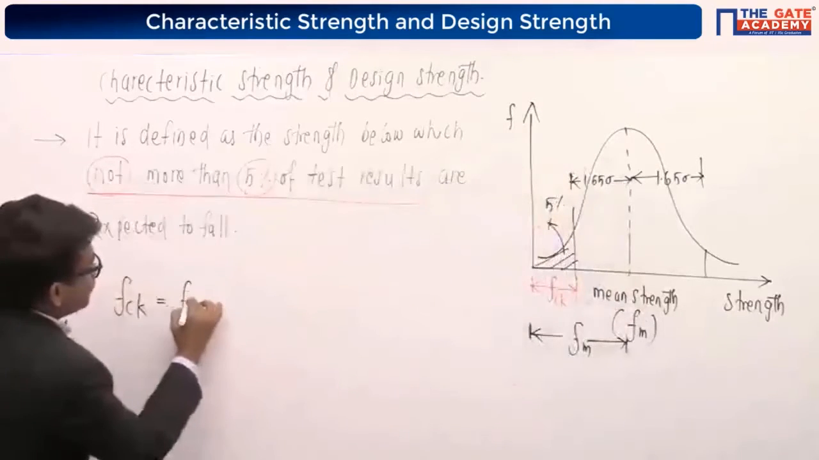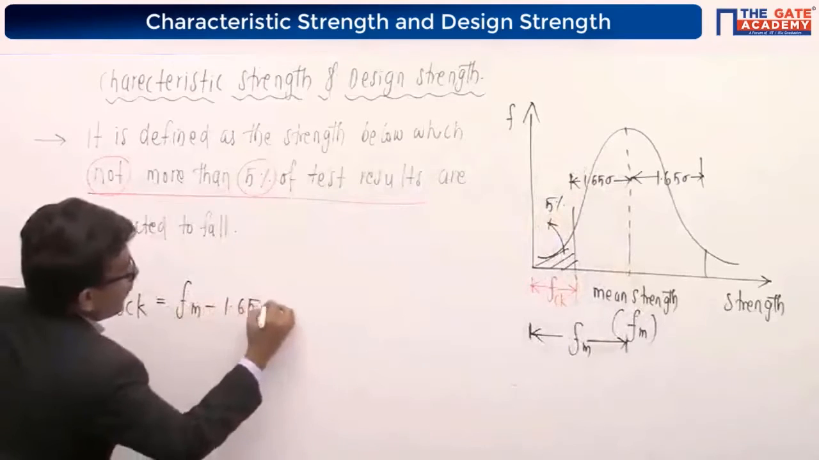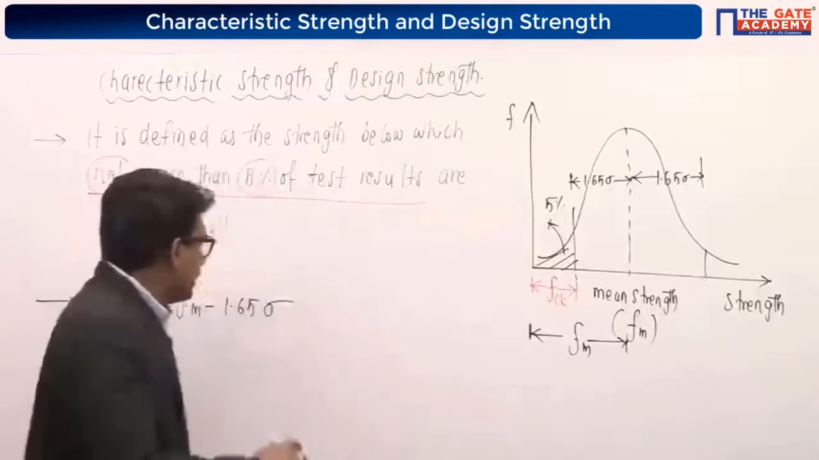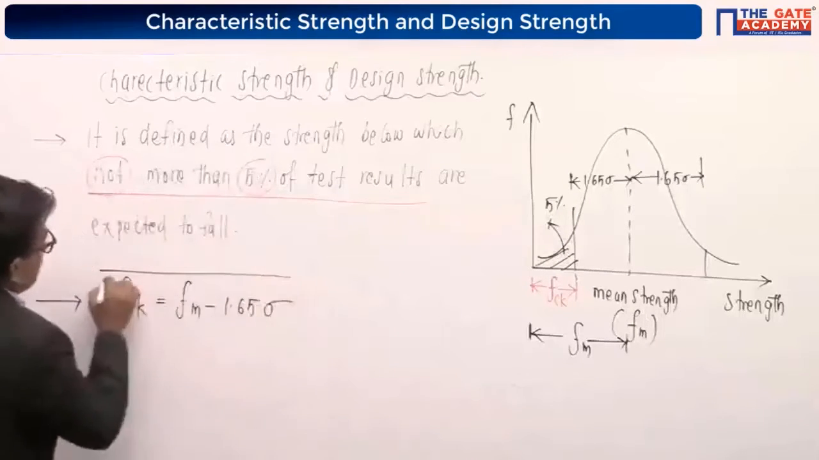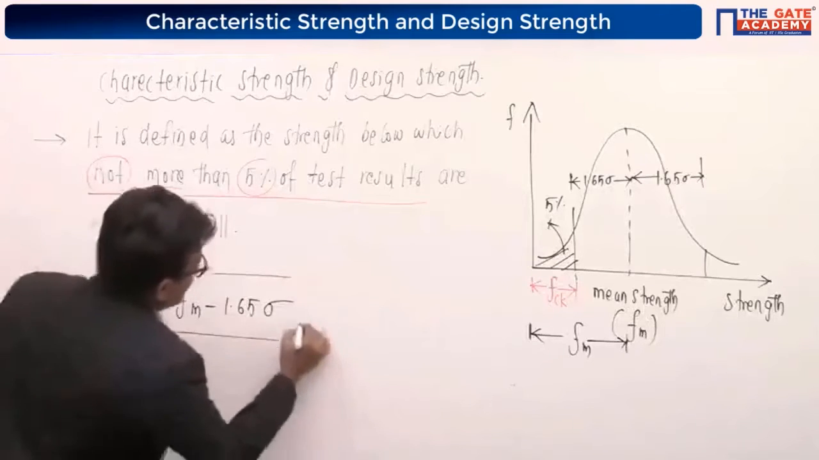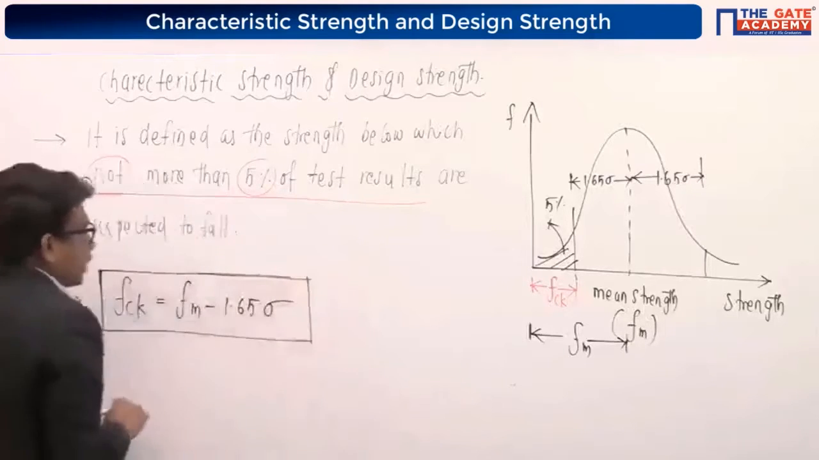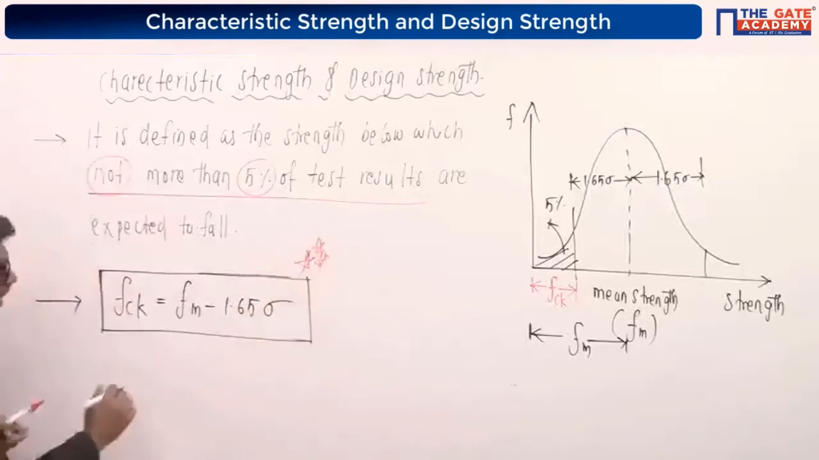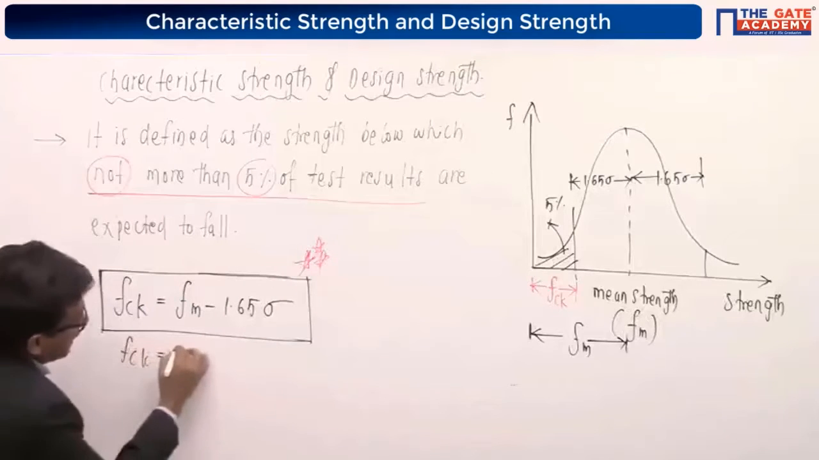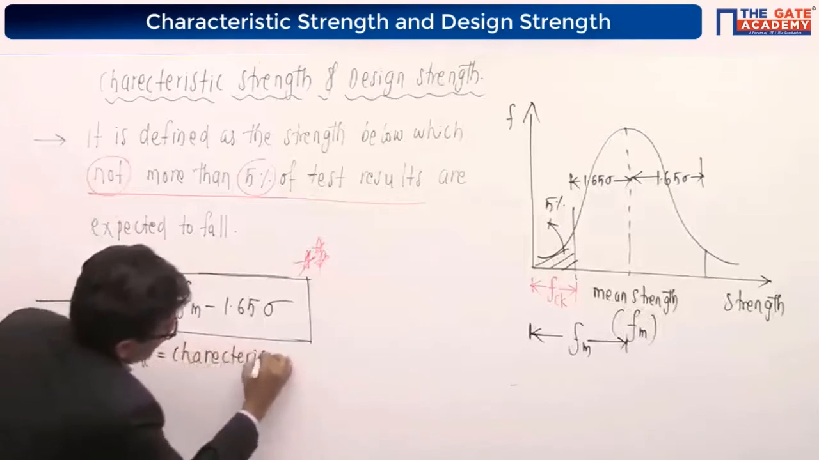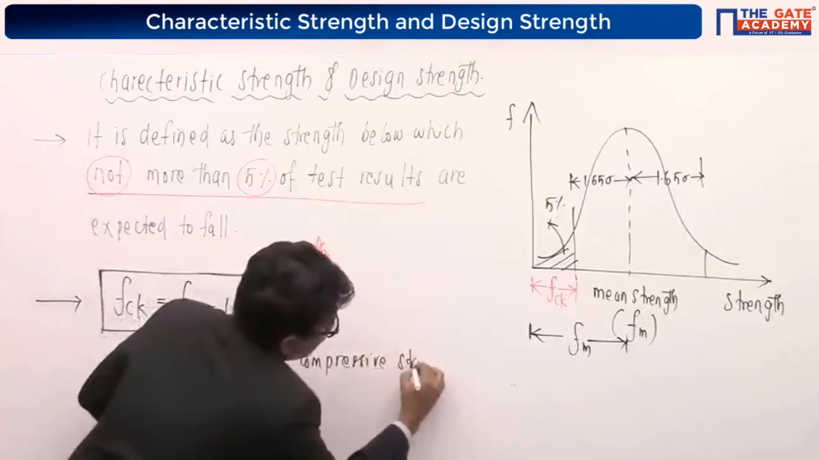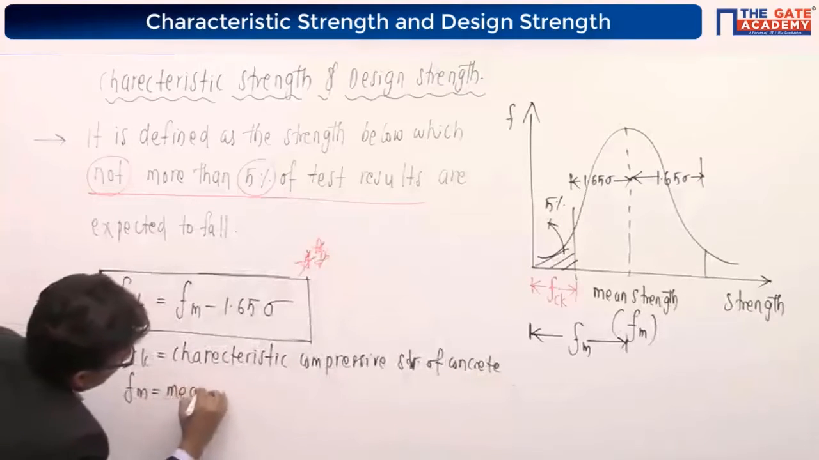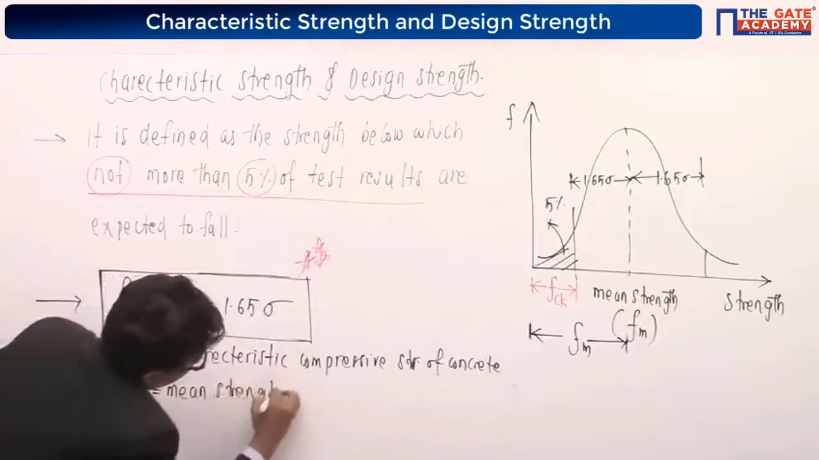That is fm minus 1.65 sigma will give you the characteristic compressive strength of the concrete. Again, it is one of the most important equations in this chapter. fck, the characteristic compressive strength of the concrete, is equal to fm minus 1.65 sigma, where fck is the characteristic compressive strength of concrete, and fm is the mean strength of the test results.